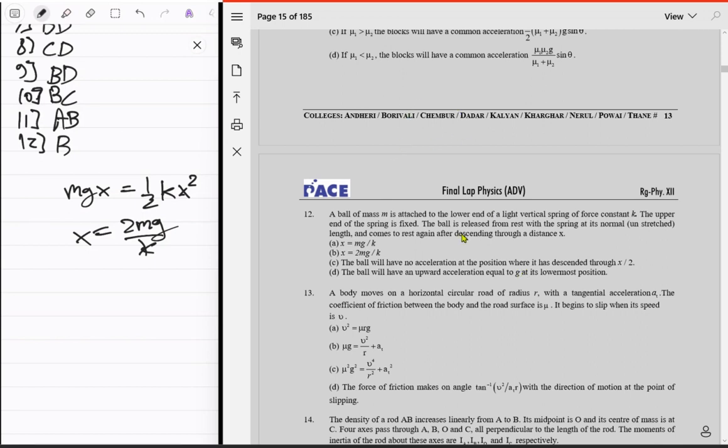Okay, सबसे ऊपर क्या है? डाउनवर्ड एक्सेलरेशन है यहाँ पे, ऊपर रहेगा वो एक्सेलरेशन। So C is correct, and D is correct. Next, 13.